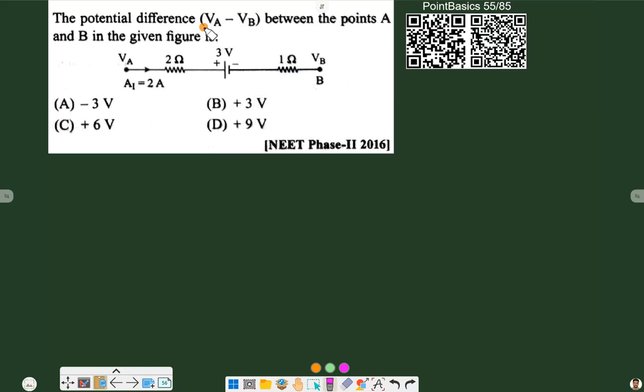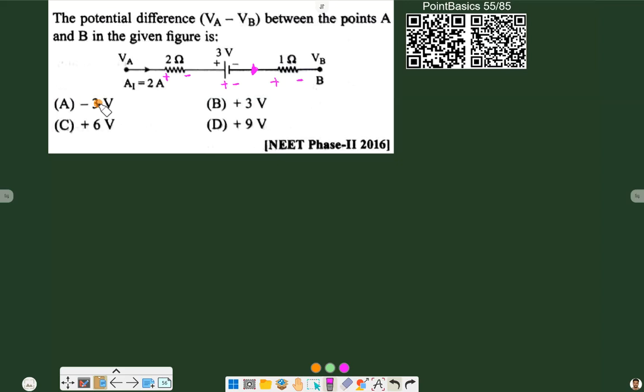So the potential difference VA minus VB between the points A and B in the given figure is. As we can see from this arrow, current is flowing something like this. So if current is flowing like this, this will be positive, this will be negative. The value of current is also given, 2 ampere. For this battery, positive and negative will stay the same. For this resistance, as current is flowing from left to right, so it will be positive, it will be negative.